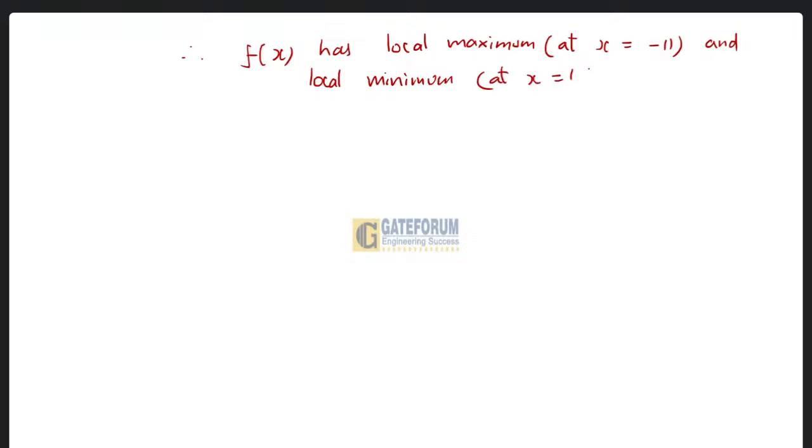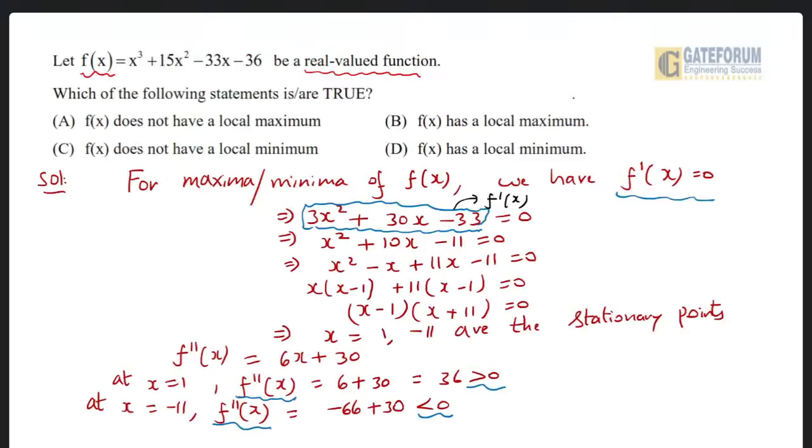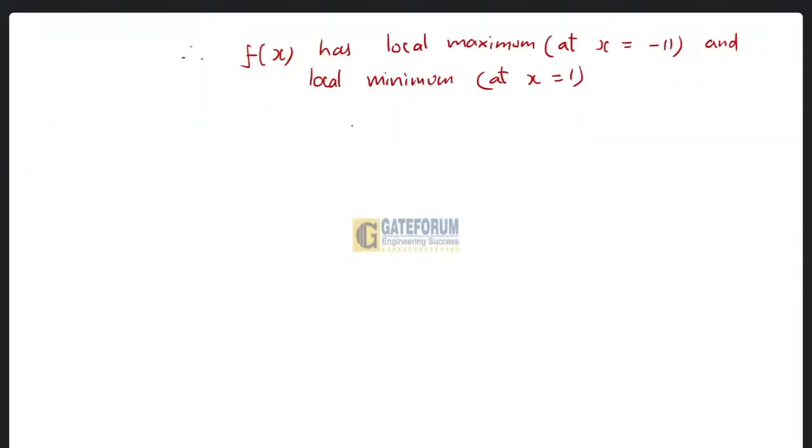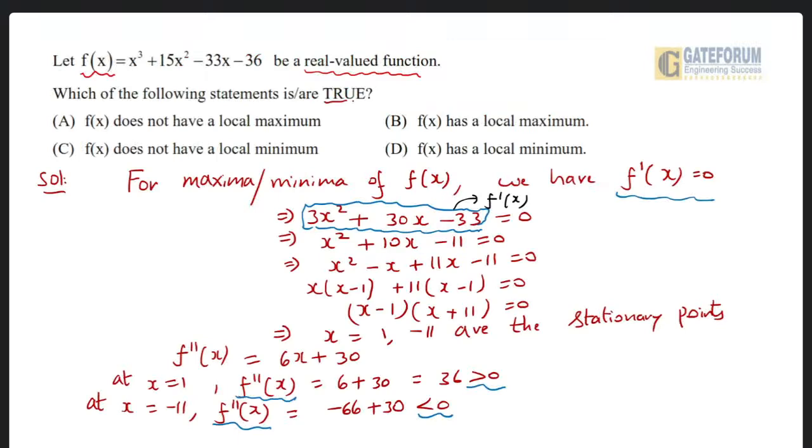So look at the options. f of x has a local maximum, f of x has a local minimum. That means options B as well as D are true. So this is the answer. The question is asking for the true statements, B and D. So the answer is B and D. This is the end of the question.